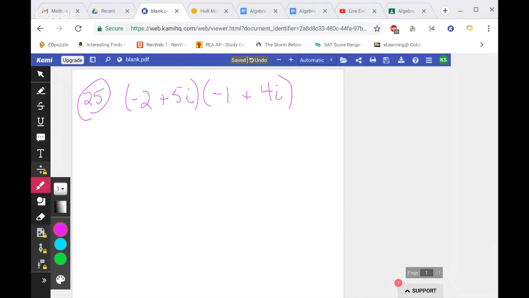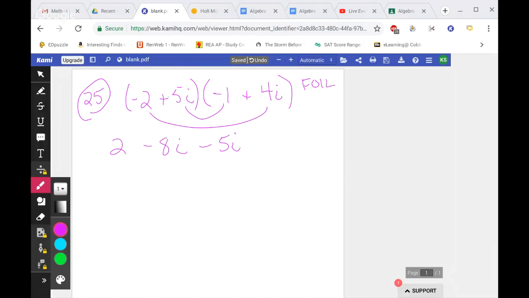Okay, on these, you're going to FOIL. So I'm just going to write that over to the side, FOIL. So we got our first, which is -2 times -1, which is going to give me a +2. And then outside is -2 times 4i is going to be -8i. And then inside is 5i times a -1. So that's going to be -5i.